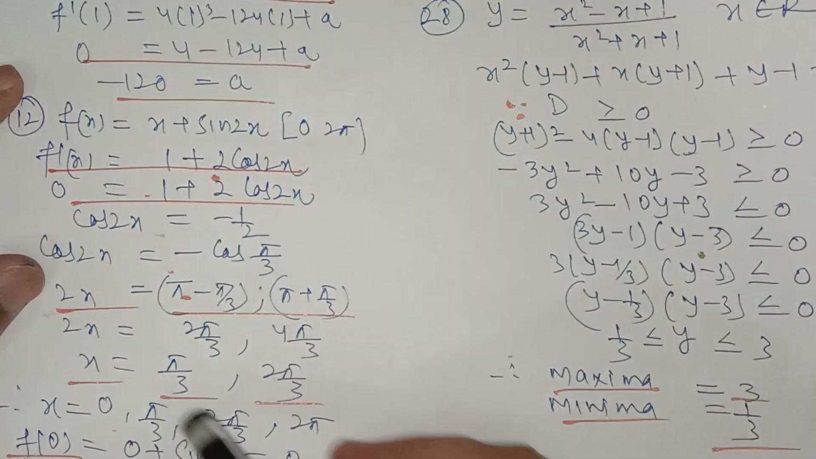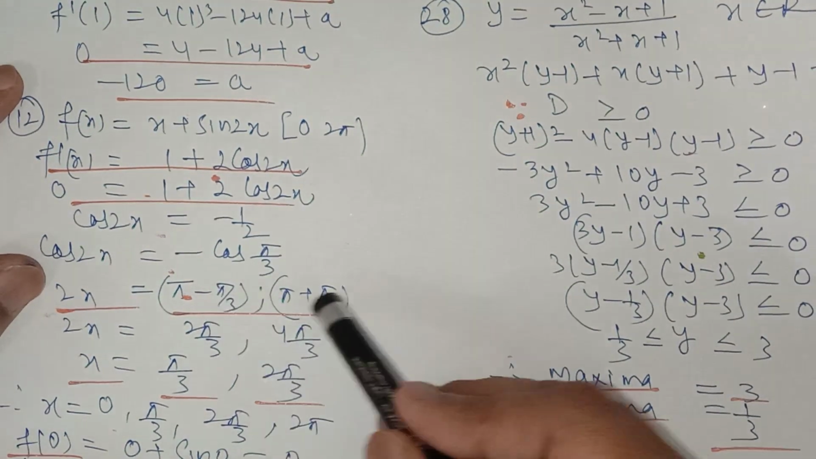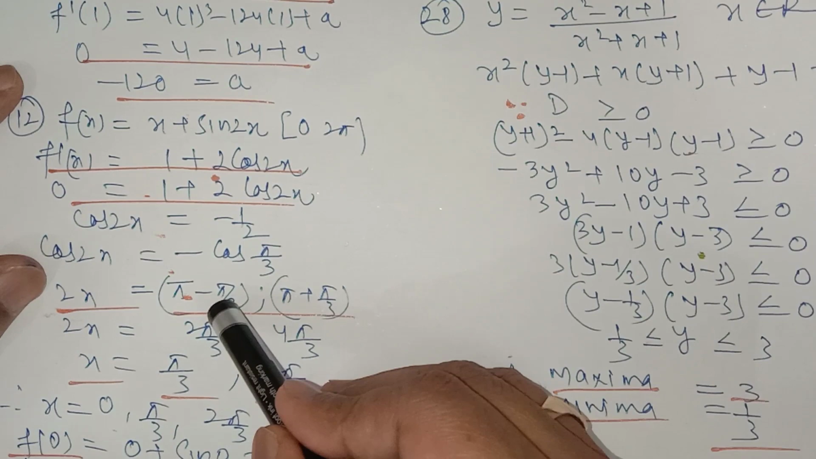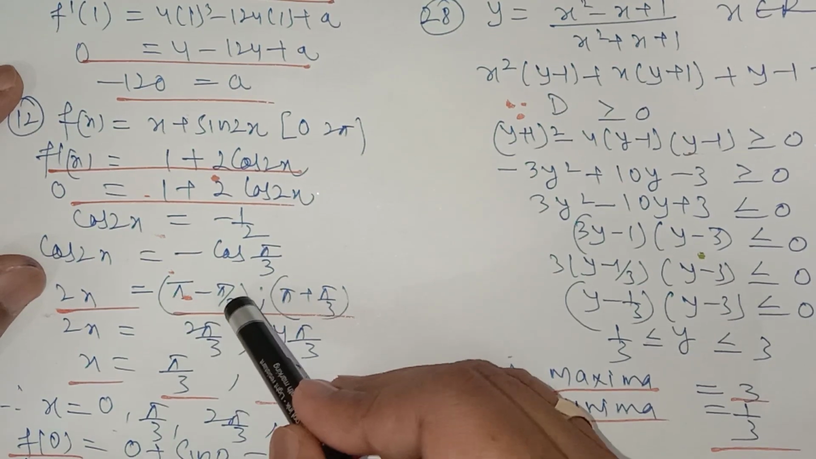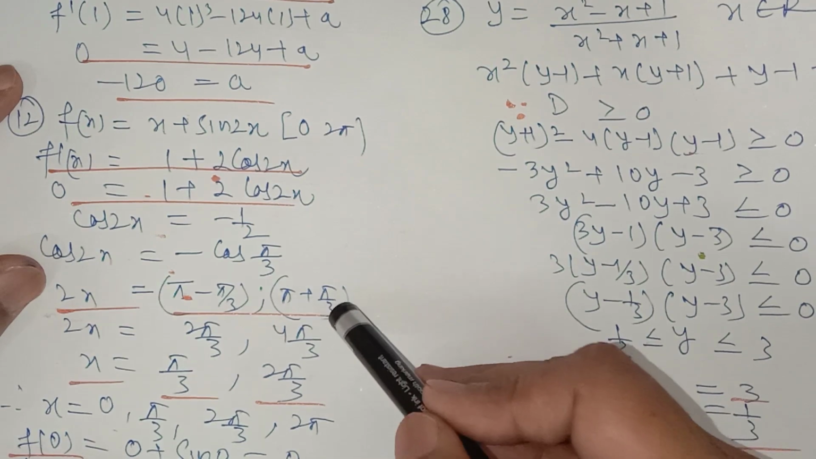Find these angles very carefully, because cos is negative, which lies in the second quadrant and in the third quadrant. In the second quadrant, it is obtained by 180 minus theta. In the third quadrant, it is obtained by putting 180 plus theta.